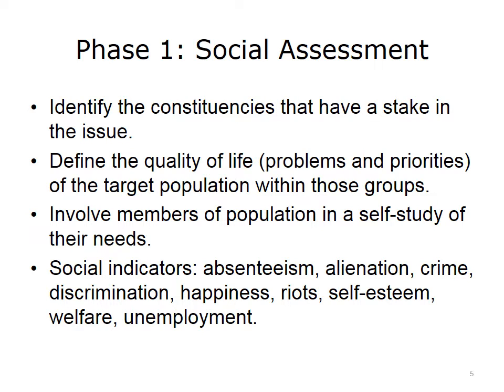Here's a list of some of the social indicators that health programs often seek to intervene on. Absenteeism from work or school are big ones. Of course, the more we get kids to go to school, the better off they tend to be. Discrimination in the workplace or in communities, in general, can be very problematic. Happiness. Some countries actually measure the gross national happiness. For example, the government of Bhutan, a relatively small kingdom in the Himalayas, measures happiness. And in other communities, you see things like riots, as well as welfare and unemployment. So you want to do those sorts of social assessments.